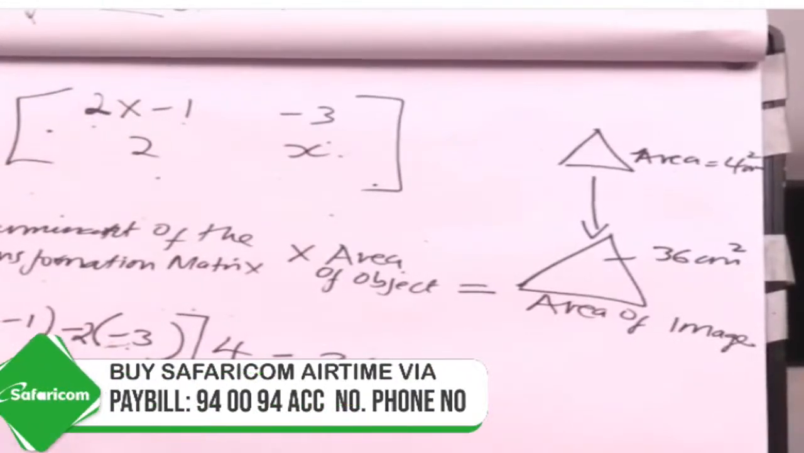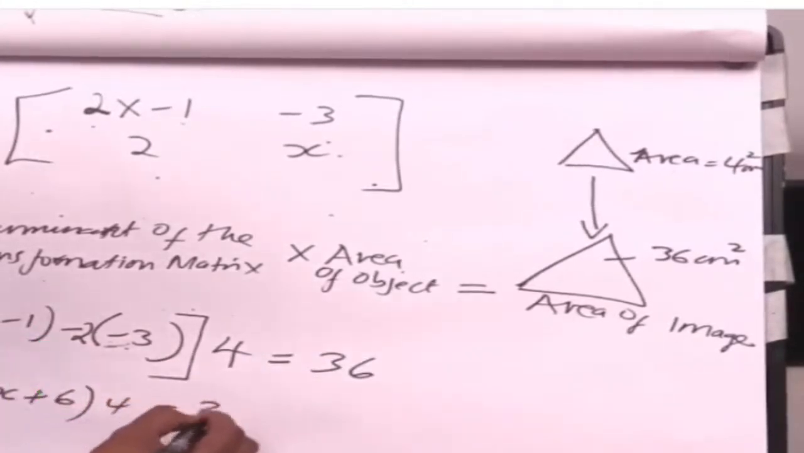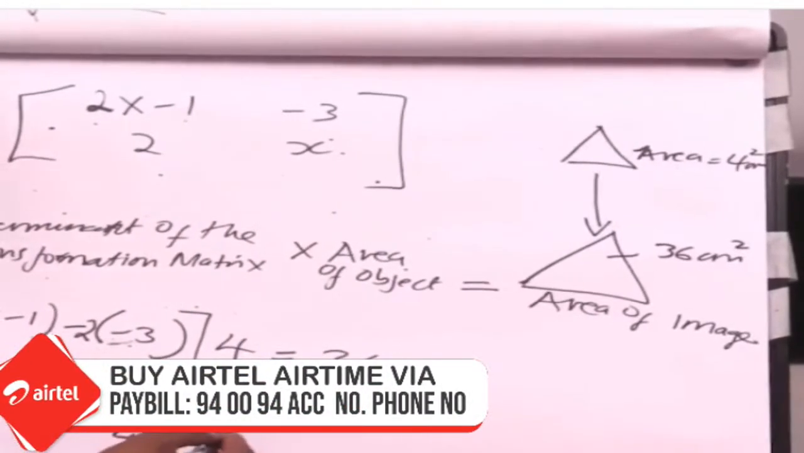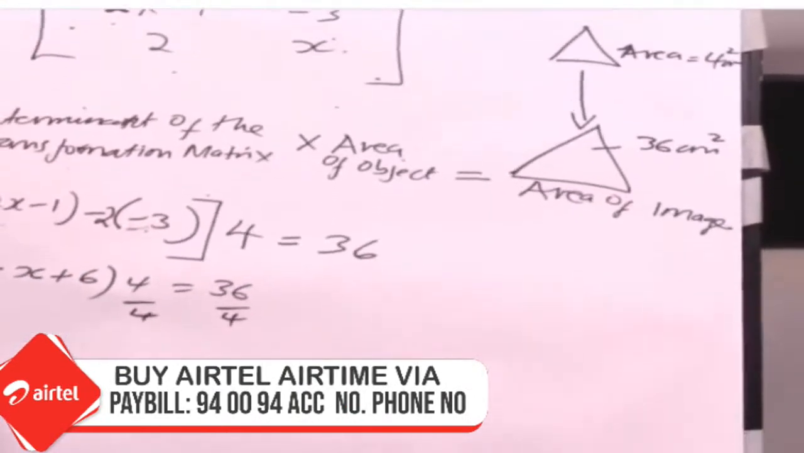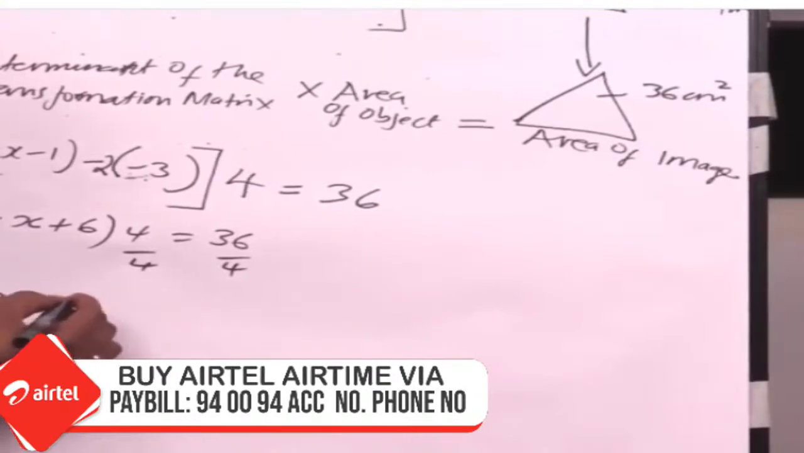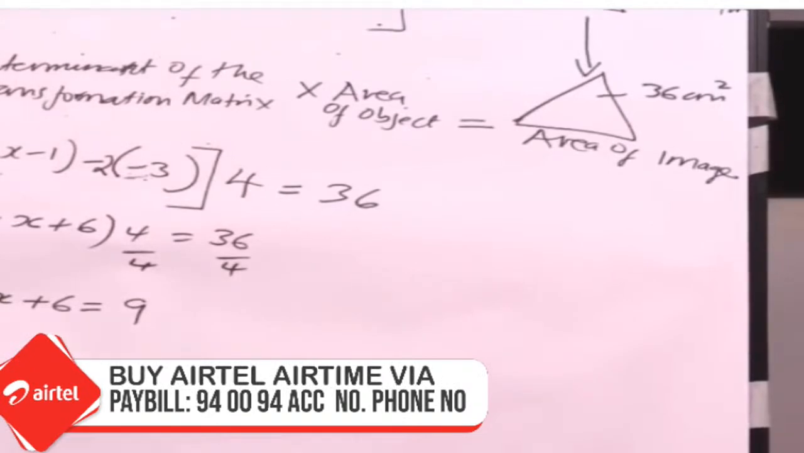So open this bracket. X times 2x is 2x squared minus x times minus 1. X times minus 1 is x. Then minus 2 times minus 3 is plus 6 into 4 equals to 36. So this you can divide both sides by 4 to simplify it. So we have 2x squared minus x plus 6 equals to 9. 36 divided by 4 is 9.